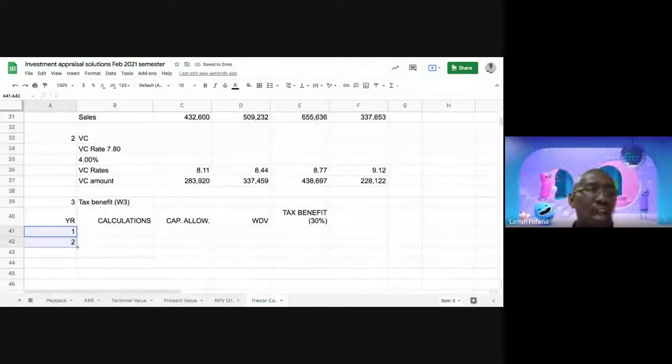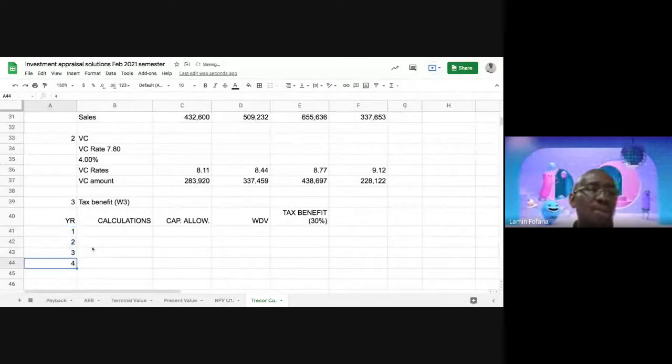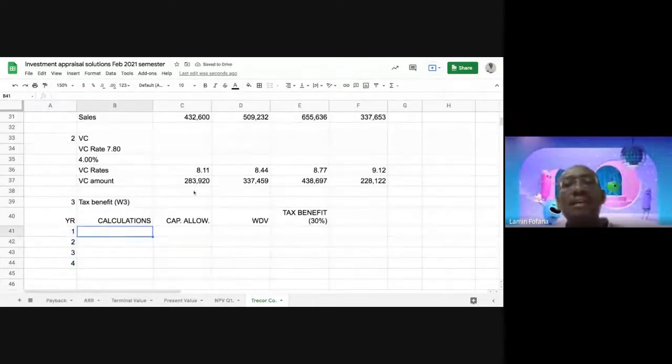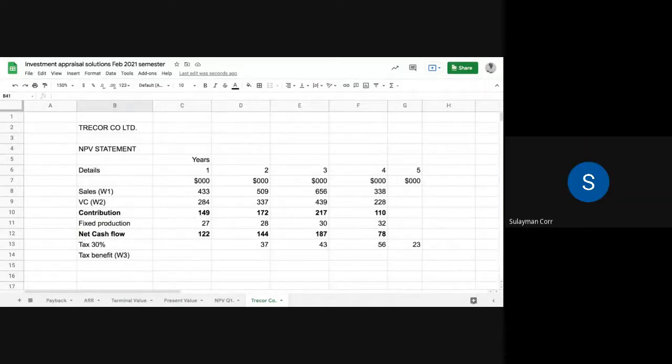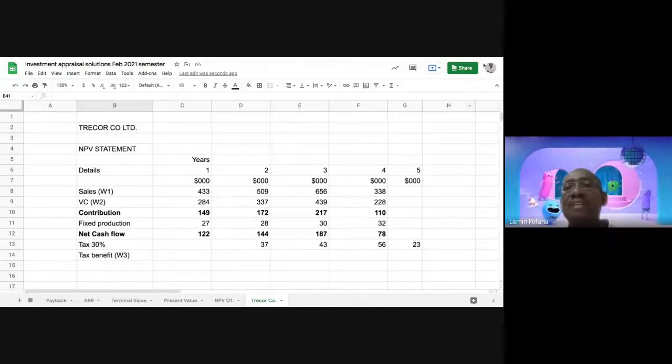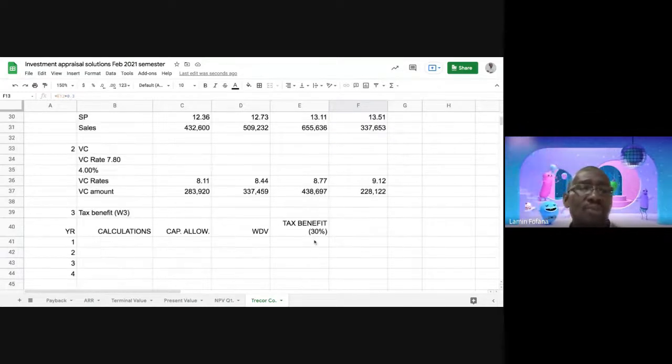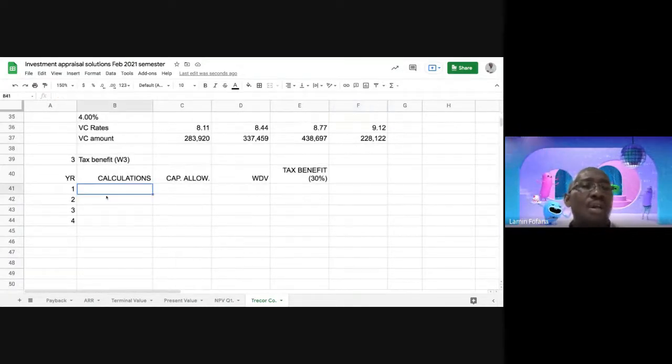Why did we have the year 5 column there? Why did we add it? Because of tax. Tax, we know, is paid in arrears. Our cash flows in year 4 will have their tax paid in year 5. That's why we included year 5. Okay, so, right.